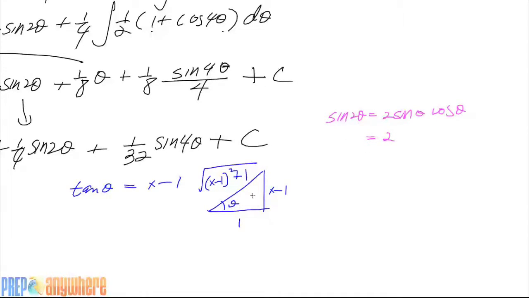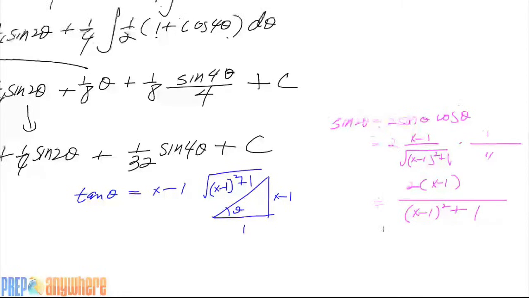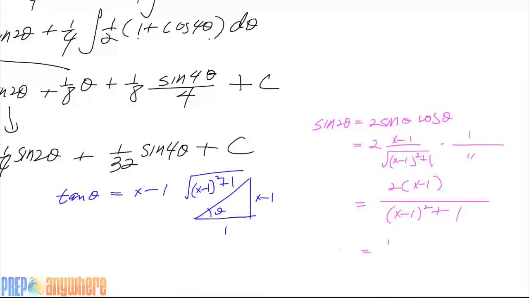So sine of theta is x minus 1 over the square root of x minus 1 squared plus 1. Cosine is 1 over that, so 1 over the same thing. So we get 2 times x minus 1 all over just x minus 1 squared plus 1. Okay, good. Maybe we can expand that and simplify it. The top, don't expand. The bottom, if you do expand, you get x squared minus 2x plus 1 plus 1, which is x squared minus 2x plus 2.